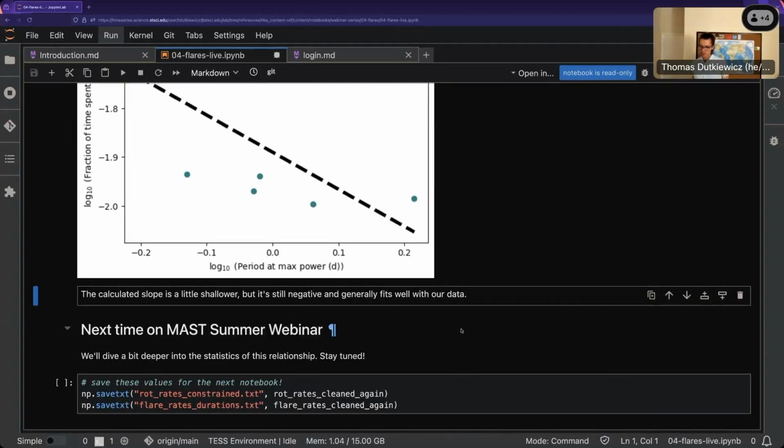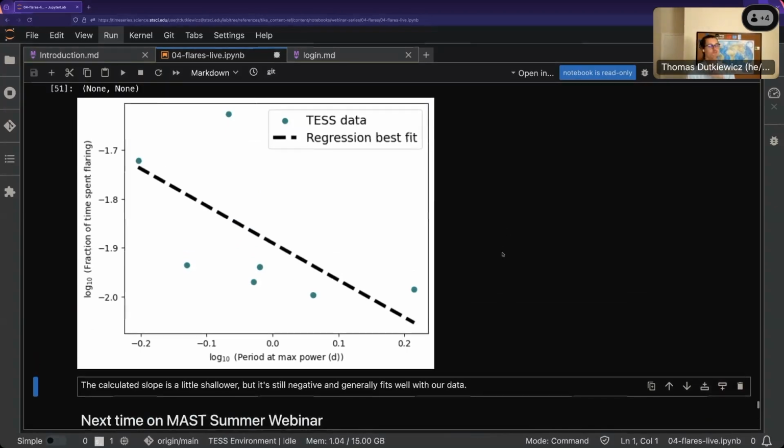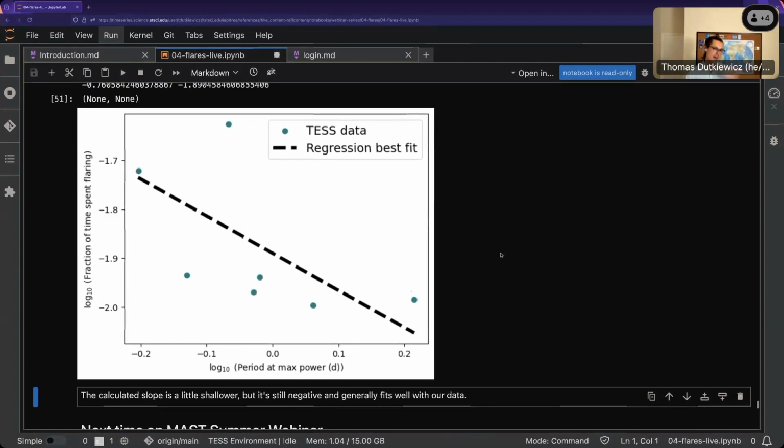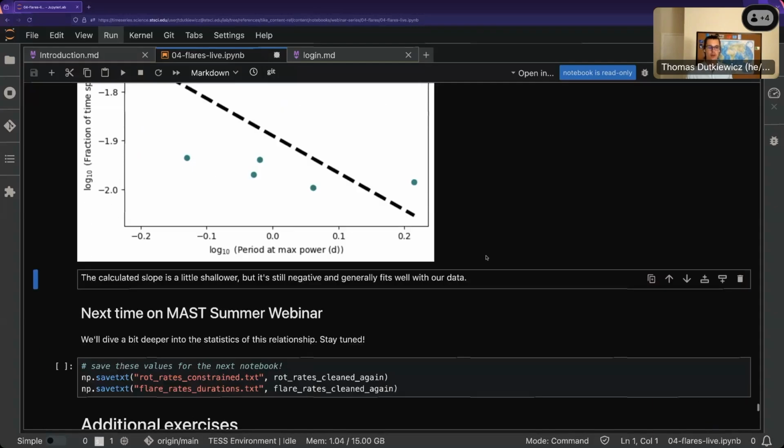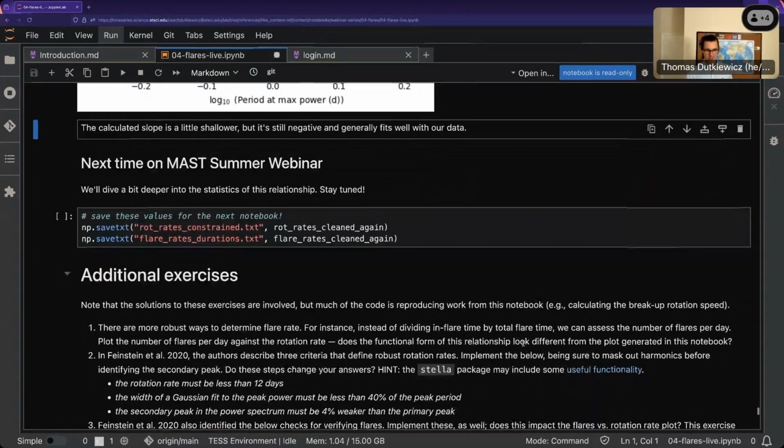Next time on the webinar, what we'll do is we'll dive a little bit deeper into the statistics, because drawing a trend line on a graph does not an actual relationship make. And so we'll just think a little bit more about how we could introduce some more rigor and the level of confidence with which we can claim to have found this relationship. That's on the agenda for next time. Additional exercises if you're curious.